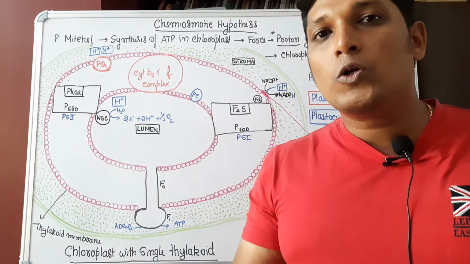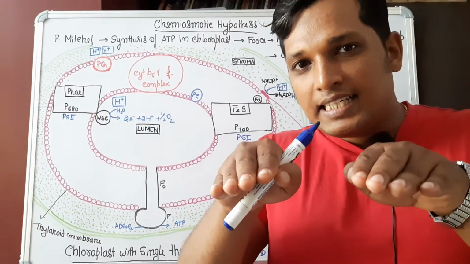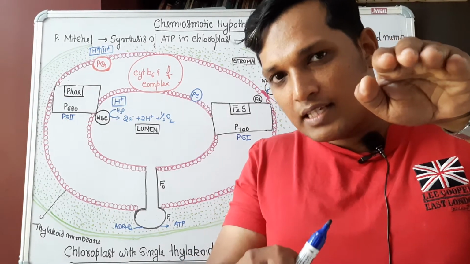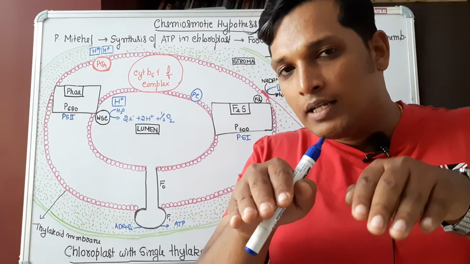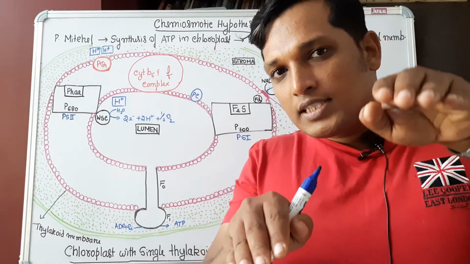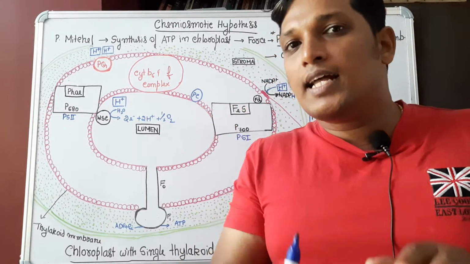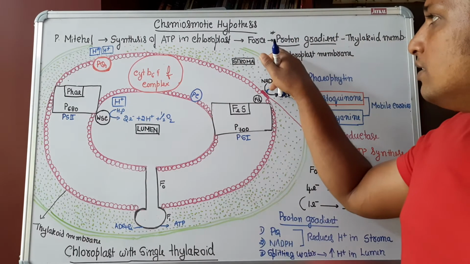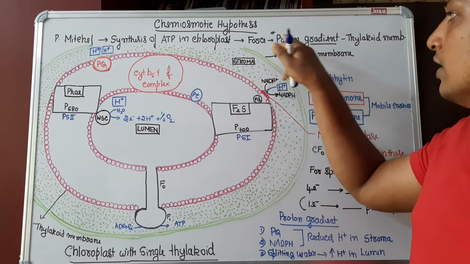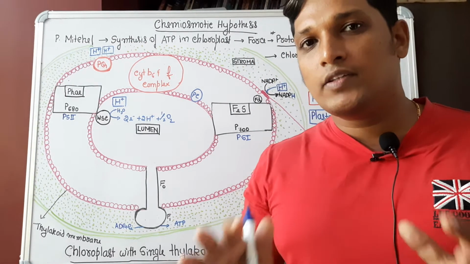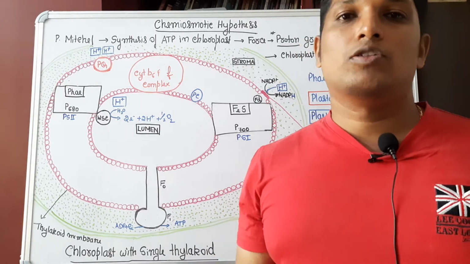What is meant by proton gradient? Gradient refers to when one side concentration is more, another side concentration is less. Proton gradient refers to when one side H plus concentration is more, another side H plus concentration is less across the membrane. Then that is known as proton gradient. This proton gradient develops a force. That force is responsible for synthesis of ATP. That is the whole concept of chemiosmotic hypothesis.